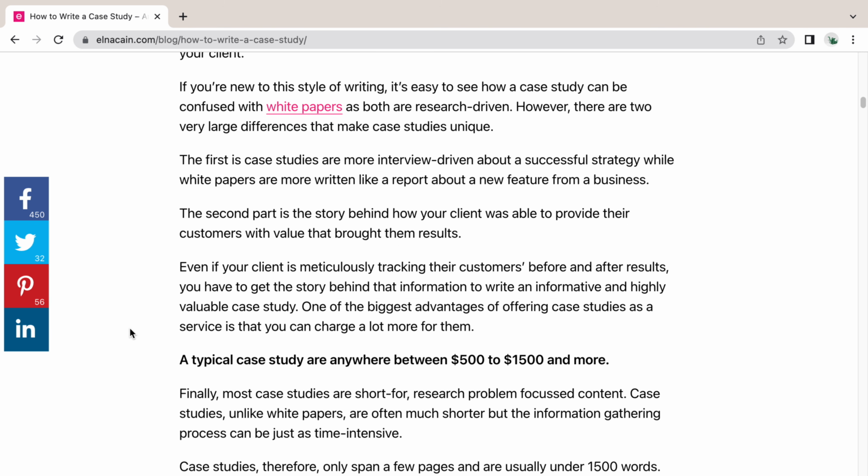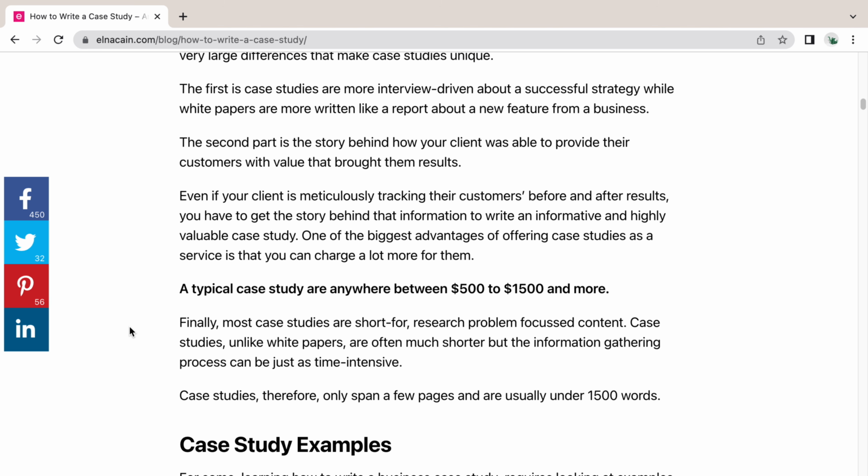And then the second part is the story behind how your client was able to provide their customers with value that brought them results. Even if your client is meticulously tracking their customers' before and after results, you have to get the story behind the information to write an informative and highly valuable case study.